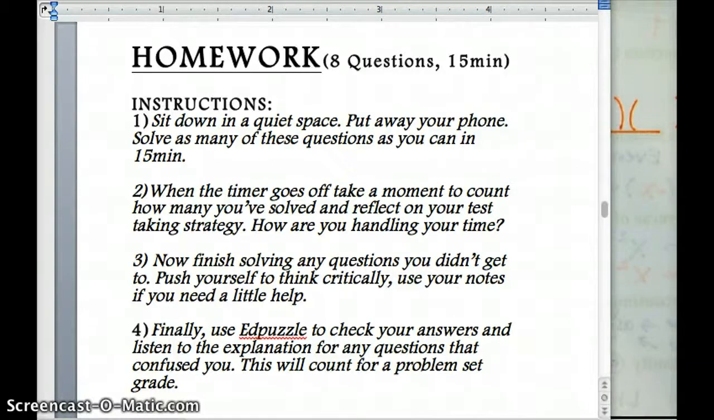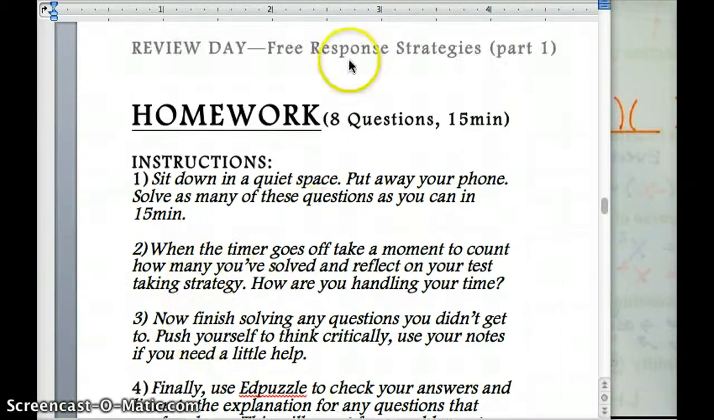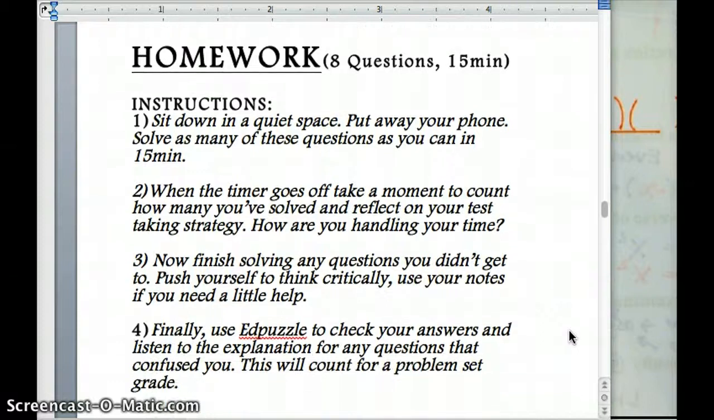Hi guys, so you pretty much know the drill by now. The instructions for your homework are on the screen. It's the same homework assignment as the last couple nights. Obviously it's different problems. If you want to double check, at the top of your page you should be looking at the questions that say Free Response Strategies Part 1. And this is the last part of that packet. They're not free response, they're multiple choice. Let's get started.